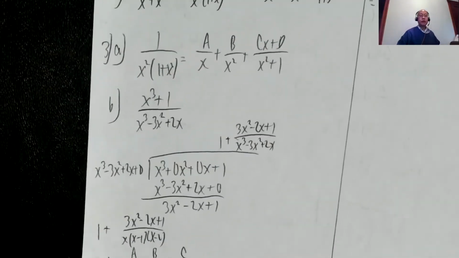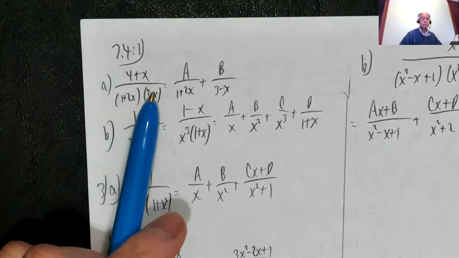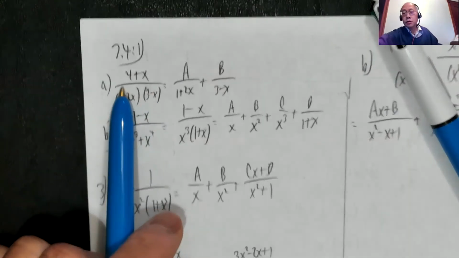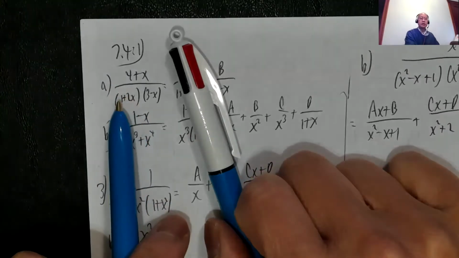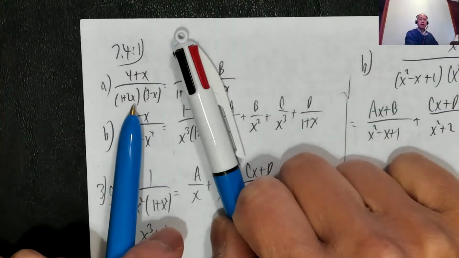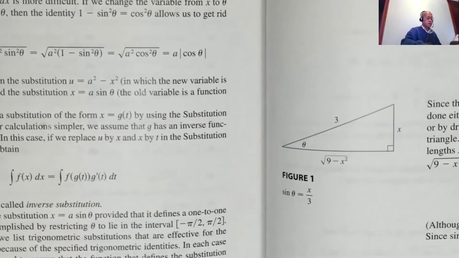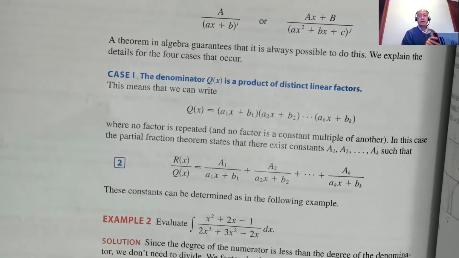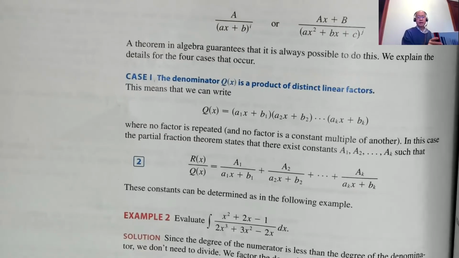Okay, back in 7.4, questions 1, 3, and 5. Let me knock those all off. Okay, so number 1 was the easiest case scenario. Case 1, the denominator is distinct linear factors. So go back and discuss with you quickly what the cases were. Page 494, case 1, the denominator is distinct linear factors. Easiest case. Most likely on an exam, I'll give you something like that.